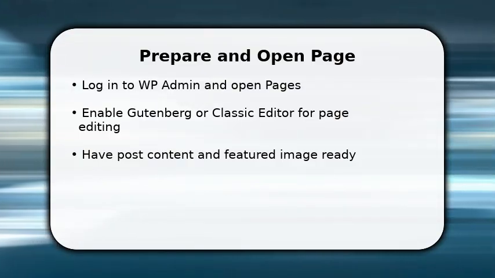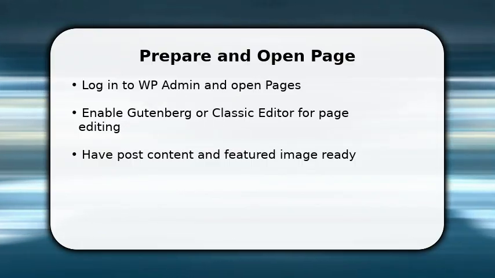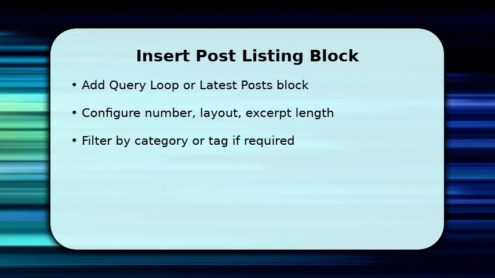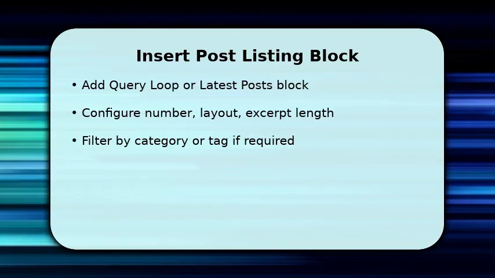This is the first actionable step that lets you pull post content into a page. Now add a query loop or latest posts block to the page. This is where you control which posts appear. Once added, choose Layout, List, Grid, or Excerpt, and set the number of items and excerpt length to match your design. Make sure to filter by category, tag, or custom taxonomy if you only want specific posts.